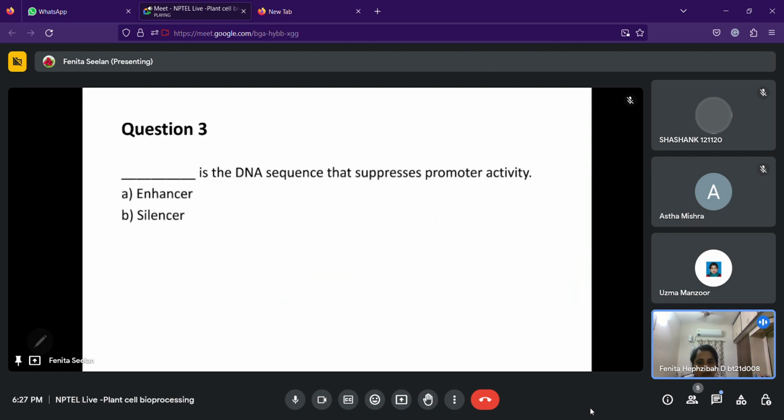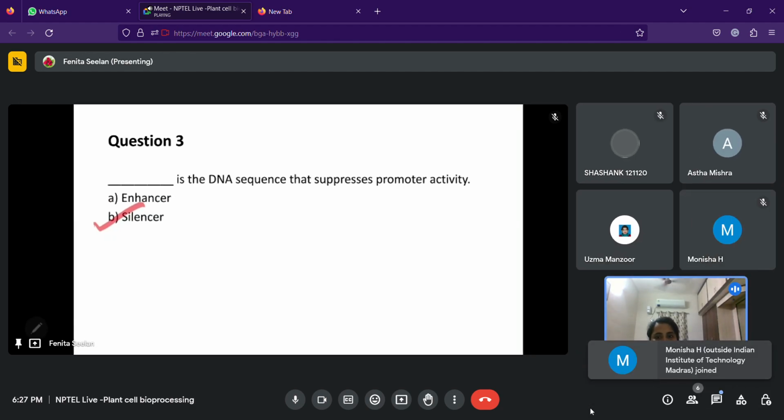So we were just discussing the things in the previous slide. So what is the DNA sequence that suppresses promoter activity? Silencer, yes, right. So why do we even have to suppress something? The aim of an enhancer, okay, is understandable, it is to enhance the promoter's activity. So why do we have to suppress promoter activity? How does it help in any case?